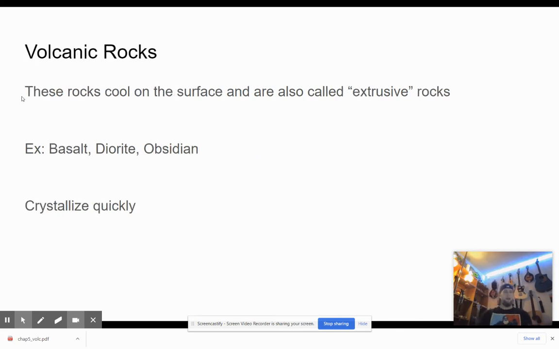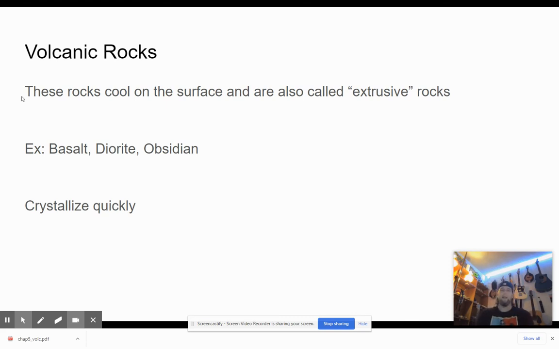The other type is the volcanic rocks. These rocks cool on the surface of the earth, and we also call them extrusive igneous rocks because they've been extruded. They are not intrusive in the earth. They've cooled on the surface. Some common examples of volcanic rocks: I see a mistake on the slide. Basalt is a volcanic rock, one of the most common. Diorite is not. I meant to put in rhyolite, so forget about diorite.